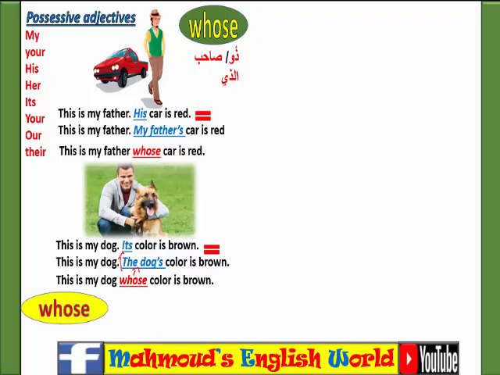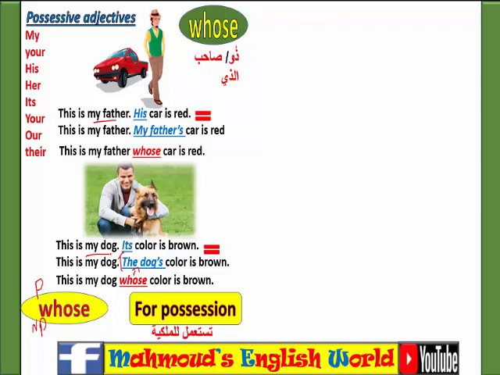Whose now, we use it for what? Yes, we use it for possession. Does it refer to people or to non-people? Yes, it refers to people, like in example 1, because we're talking about father. Father is a person, people, and it refers also to non-people, like here, it refers to the dog. So, whose is for people and non-people to show possession.